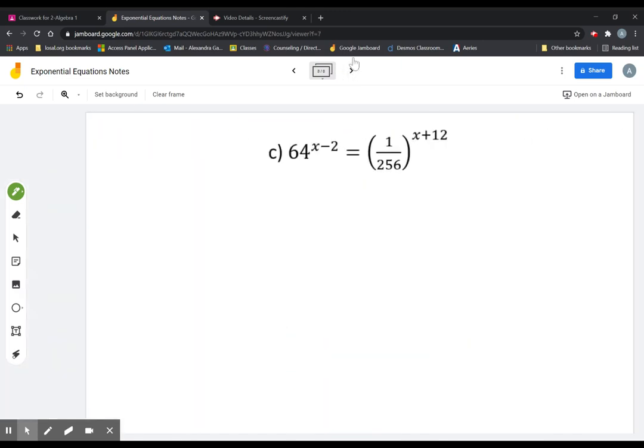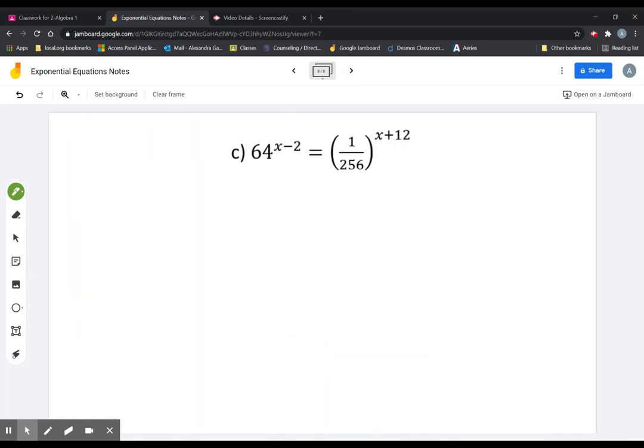Then our last example, I'm looking at something kind of busy, and our bases definitely do not match, so that's what I'm going for. A lot of the time for these questions, we're trying to get to a common base, and we're usually trying to get 2 to the something, 3 to the something. Sometimes it's 4, sometimes it's not. It's usually 2 and 3. So if I look, 64 can be written as 2 to a power. Can 256 be written as maybe 4 to a power?